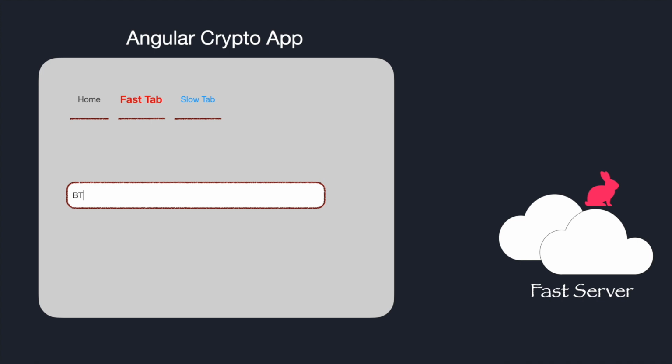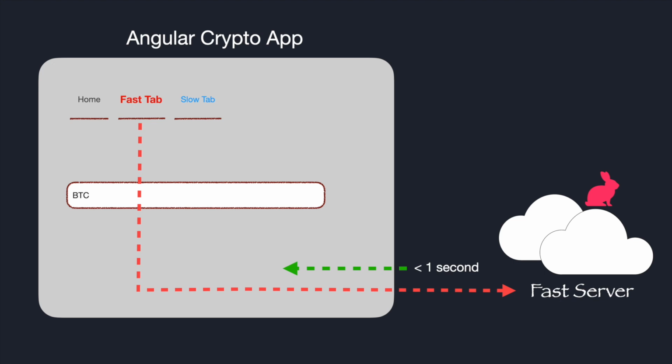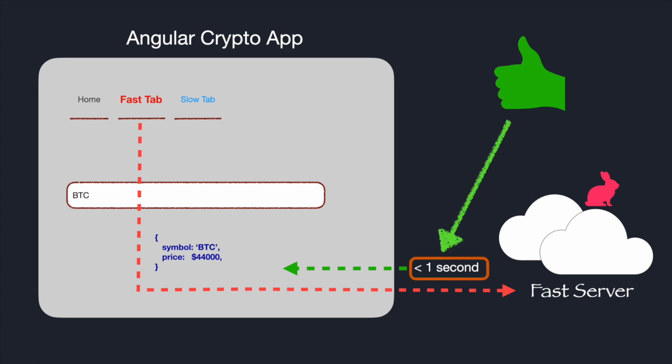Let's check out our application in action. We click on the Fast tab to create the Fast component. We type BTC for Bitcoin and hit the Fast API server. The loading indicator is properly displayed during the request response window. The response comes back within a second and Bitcoin information is displayed on the page.